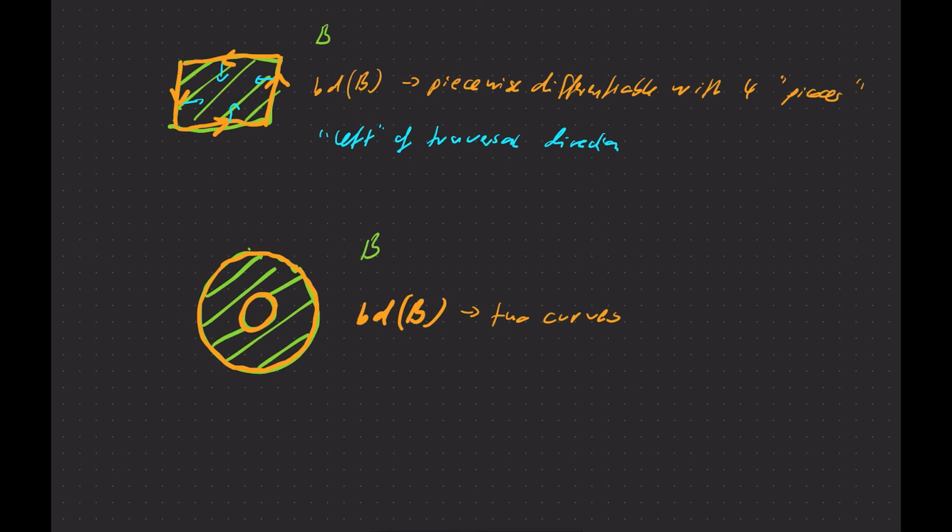So we just need to talk about direction of traversal. This outer one should be clear. We've seen that already. So we need to traverse that in this way to make sure that to the left of that direction we have a set B. So again, that's left of the traversal direction.